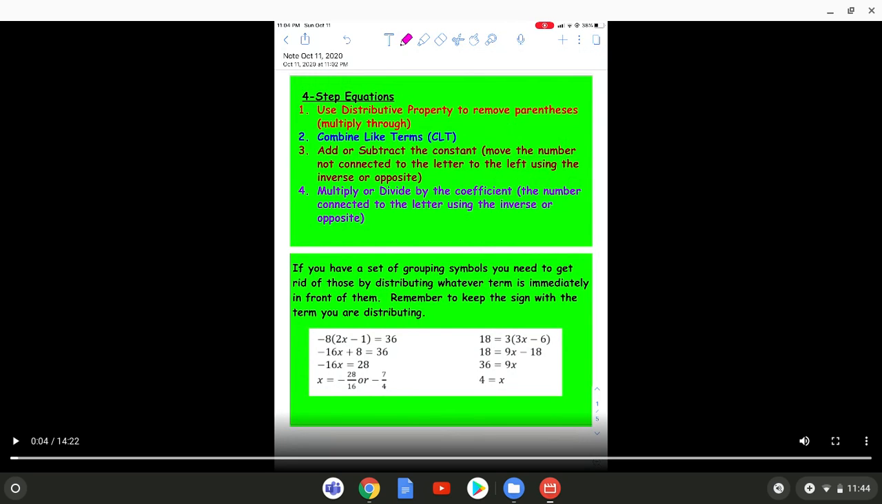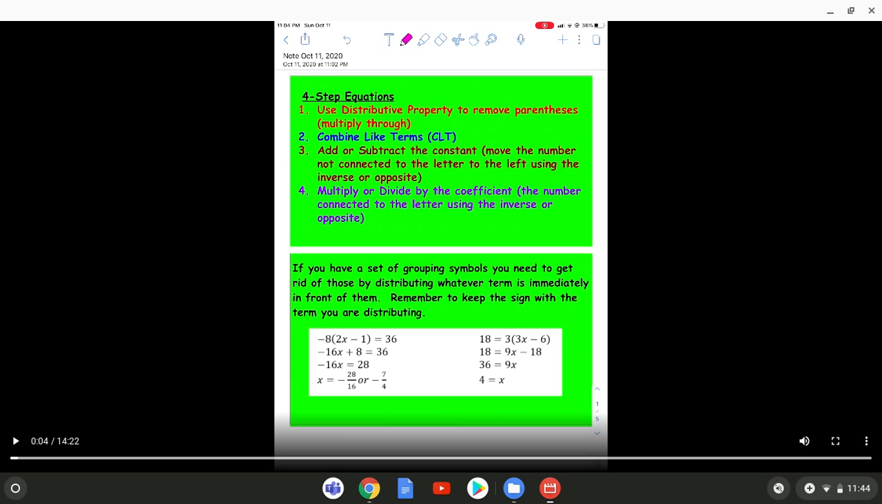So with a four-step equation, there are four steps to go through. The first one is to use the distributive property to remove parentheses. So the first thing we're going to do is check for parentheses. Then we're going to combine any like terms. Remember, all constants are like terms, and like terms are things that have the same variable attached to them. Okay, then we're going to do our normal step from two-step equations. We add or subtract the constant, and then we multiply or divide by the coefficient.